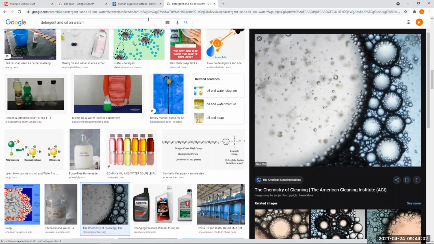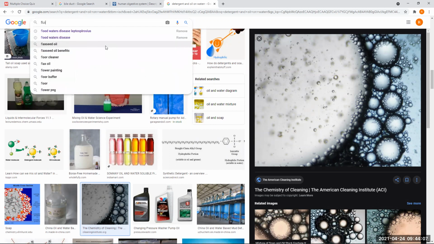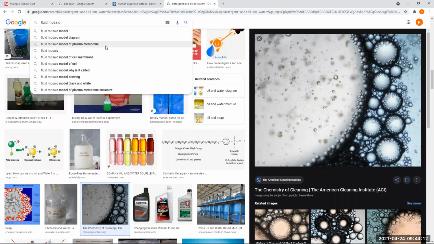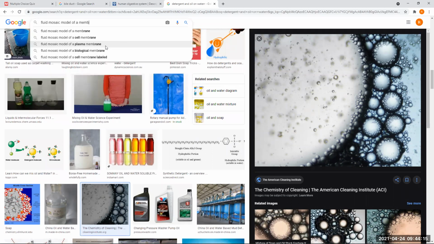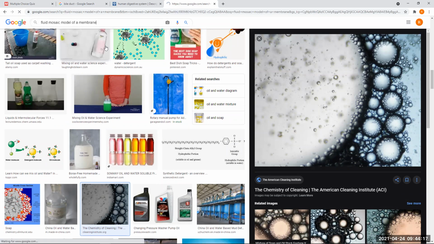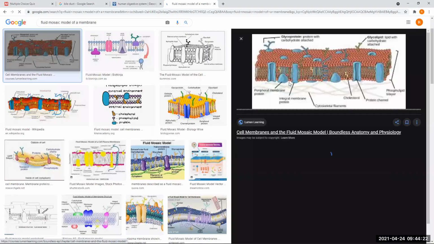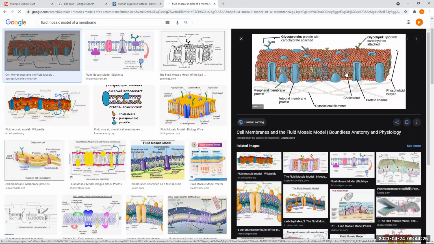Very good. One of the things you have to remember is the fluid mosaic model of a membrane. When we look at the fluid mosaic model, what does it tell you? It tells you that you have cholesterol and fats, which are parts of the membrane itself. So when you add detergent or use soap, it attacks these cholesterol areas. Now you have lipid rafts.